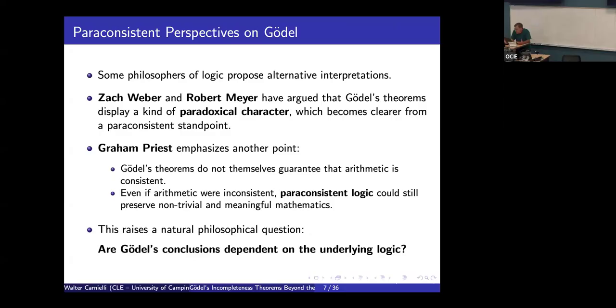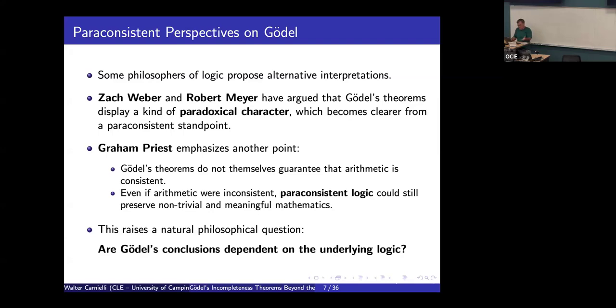Other people like Zach Weber and Robert Meyer have argued that Gödel's theorem displays a kind of paradoxical character. It's just a kind of trick, in a sense, a kind of word game, and according to them it has no real interest. It's nice, it's true, the proof is okay, but it doesn't mean much. They're word games. So even if arithmetic were inconsistent, a paraconsistent logic, for instance, as in your point some moments ago, could still preserve non-trivial and meaningful mathematics.